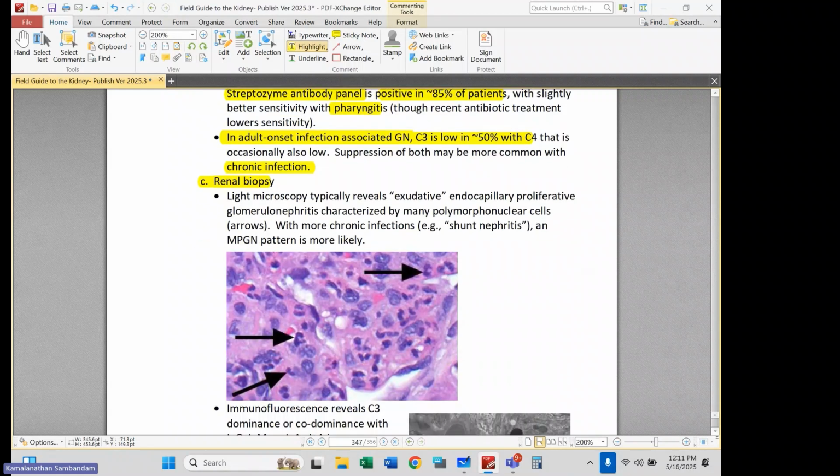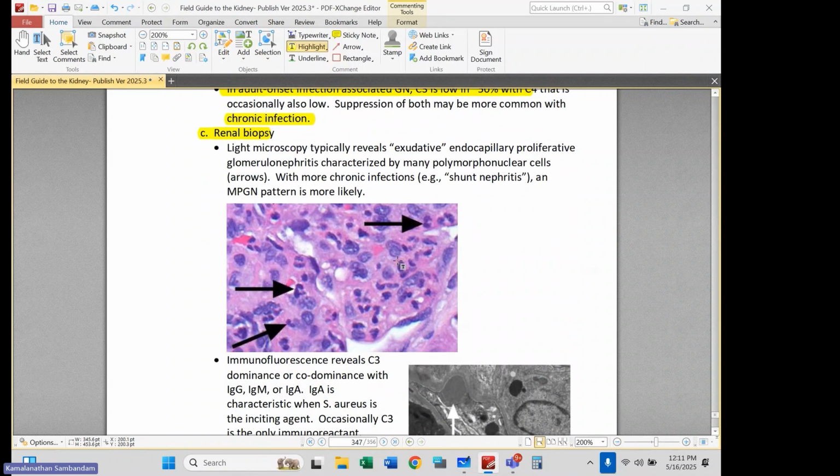Renal biopsy classically shows plenty of neutrophils. So here we have a segmented nucleus in some of these infiltrating cells. Here's another one. Here's another one. So those would be more consistent with an infection-associated GN. Sometimes it is hard to discriminate between a C3 GN and infection-associated GN.